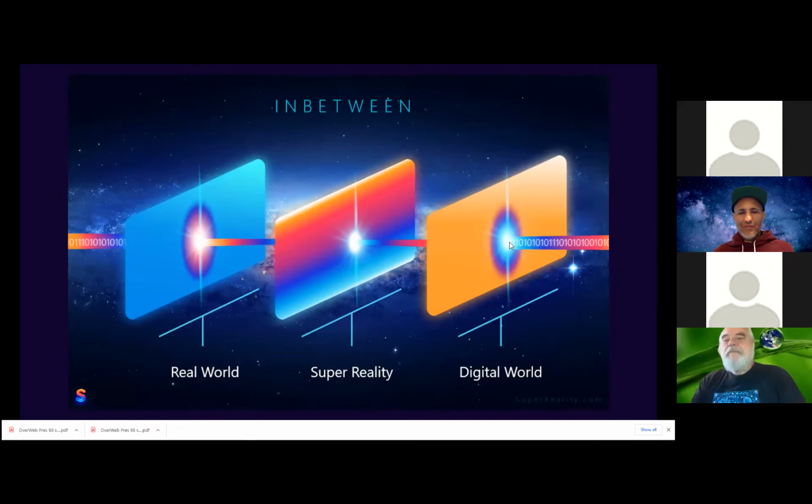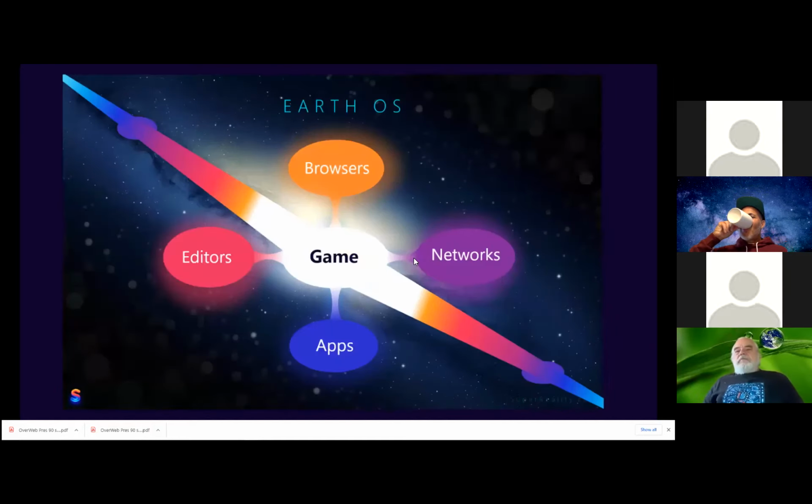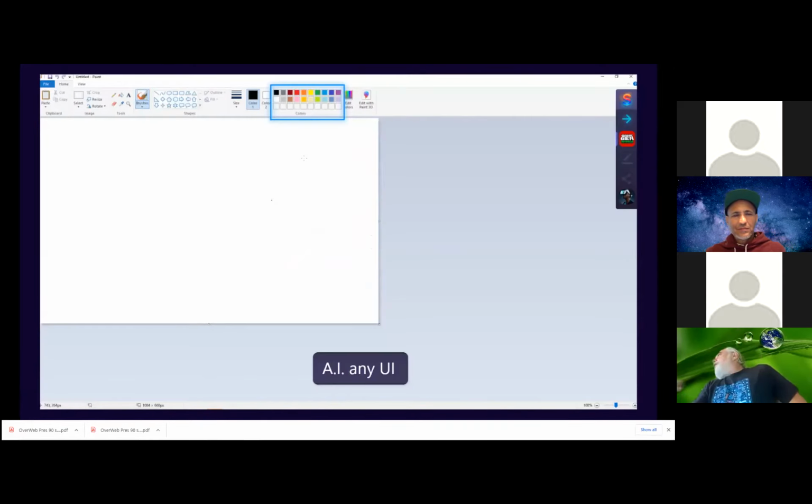We can project information into the digital world, but also use augmented reality to layer it over the real world. And, you know, we're spatially agnostic. We're 2D, 3D, VR, augmented reality. We kind of think of ourselves as an Earth operating system with like a juicy game center and all the things that you need in an operating system. So I think we're the first spatial browser.